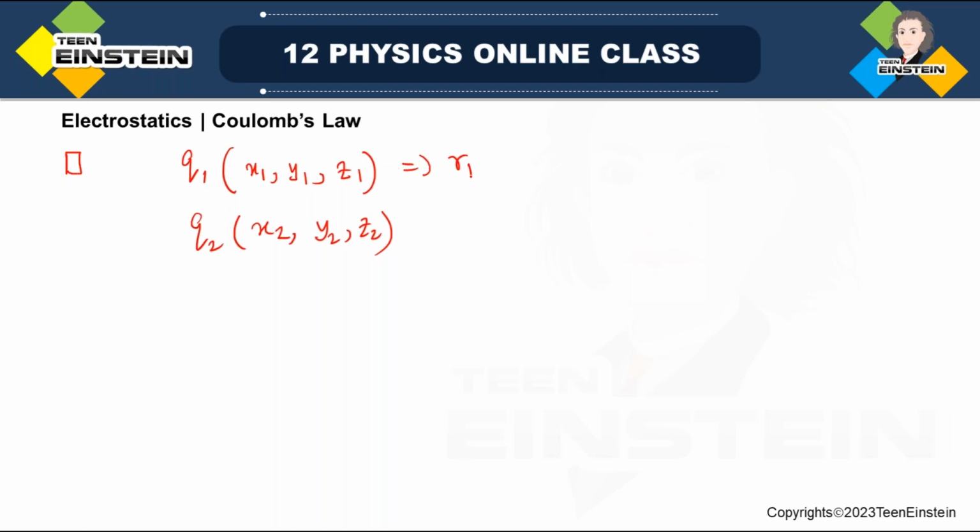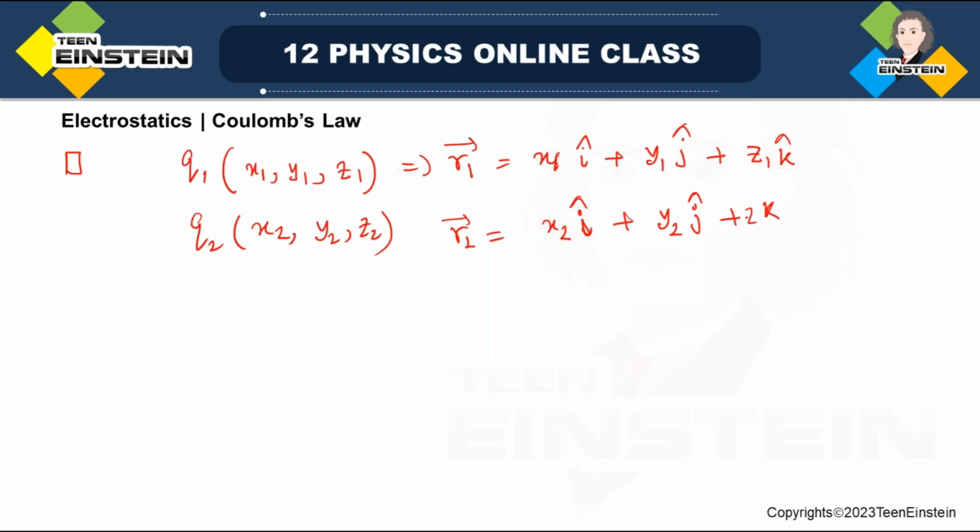Suppose for this case r1 we should write in this way, x1 i cap, y1 j cap and z1 k cap. For this also we should write r2 is equal to x2 i cap plus y2 j cap and z2 k cap. Like this we should write. Once you get this, then other things you know how to write down the vector and all.